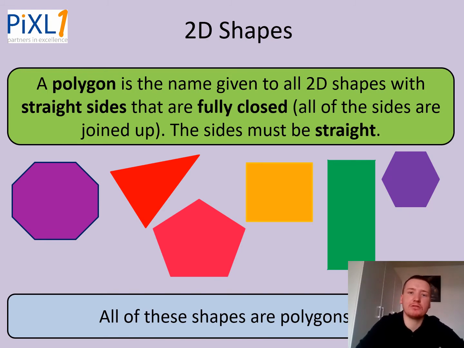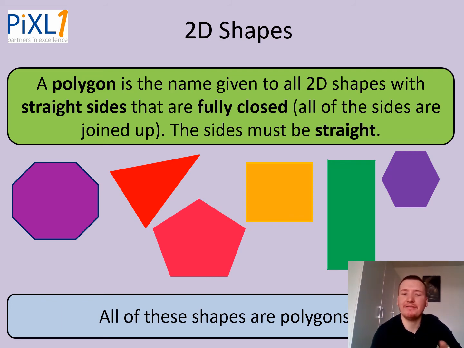I am now going to introduce you to a new word that you might not have heard of before in year 2. The word is polygon. You have a go at saying it, polygon. Now a polygon is a name given to all 2D shapes with straight sides that are fully closed, which means all of the sides are joined up, but they must be straight. If we break down the word polygon, the prefix poly just means many. So for example, we have many straight sides.